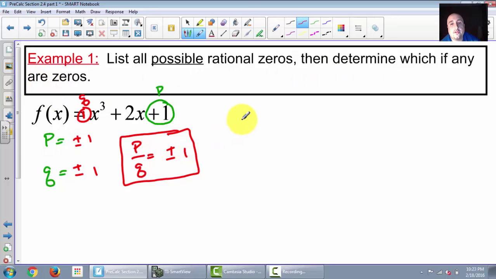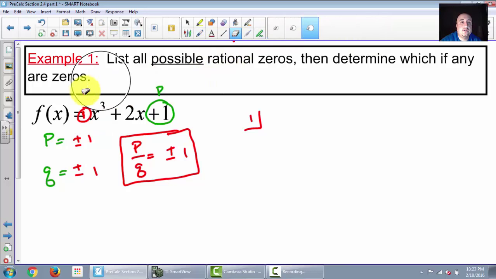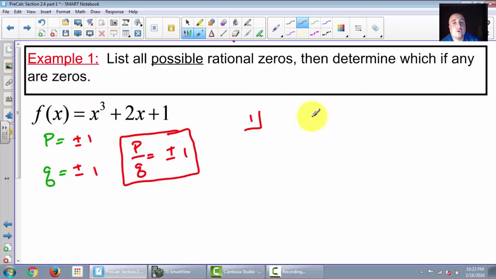Okay. So let's start with 1. So we're going to put 1 in the box, and we're going to do our coefficients. I want to get rid of this so we can see our problem a little nicer. All right. So we just set up our synthetic division problem. So our coefficients are 1. I'm missing my x squared, so I need a 0. I have a 2, and I have a 1. Okay, so let's see if this works.